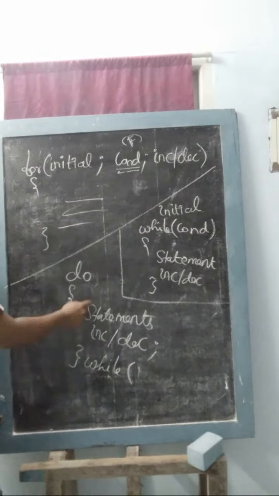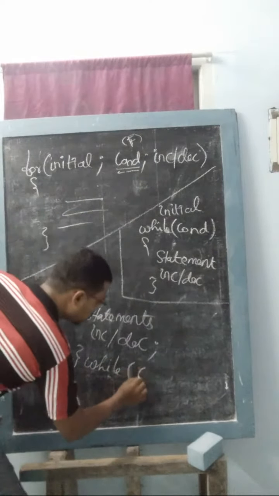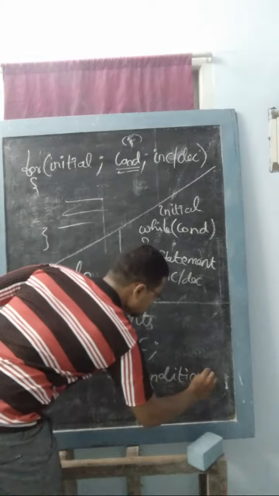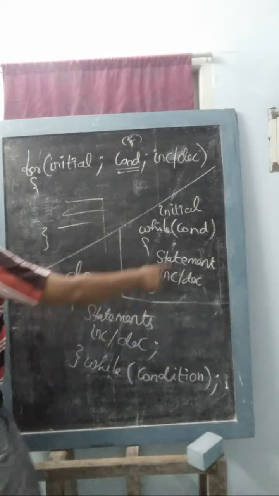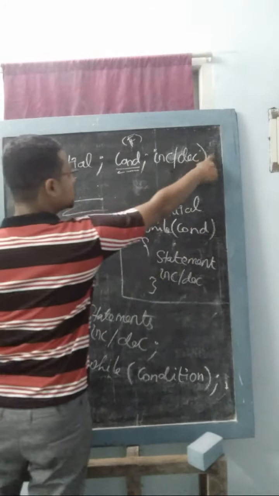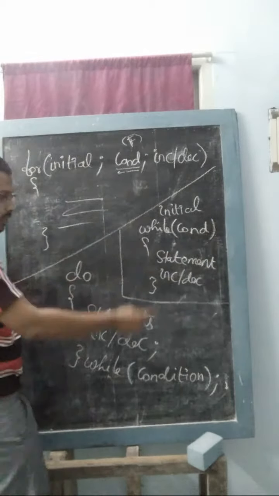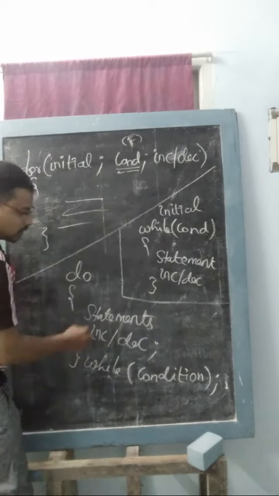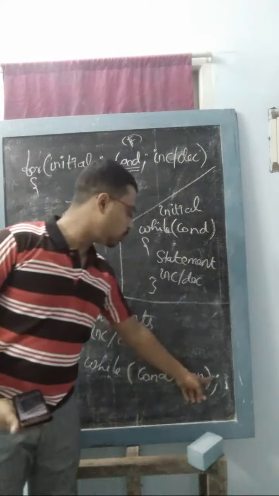Finally, all the statements are executed once. So it will check the condition now. The condition comes at last. Here there is no semicolon at the end of the for loop, and here there is no semicolon after the condition. But in the case of do while, the condition should be terminated by a semicolon.